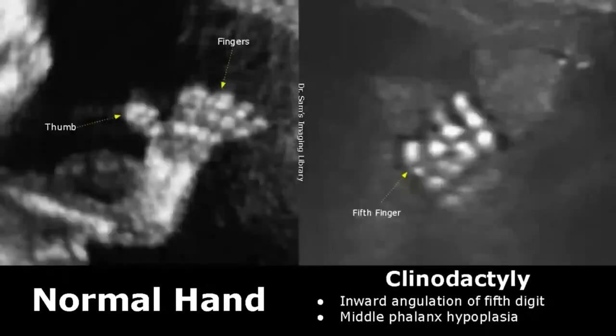Clinodactyly is a condition in which there is abnormal angulation of the interphalangeal joint. It usually affects the fifth finger. There is hypoplasia of the middle phalanx, that is, this bone of the fifth finger. It does not develop properly, which causes inward angulation.